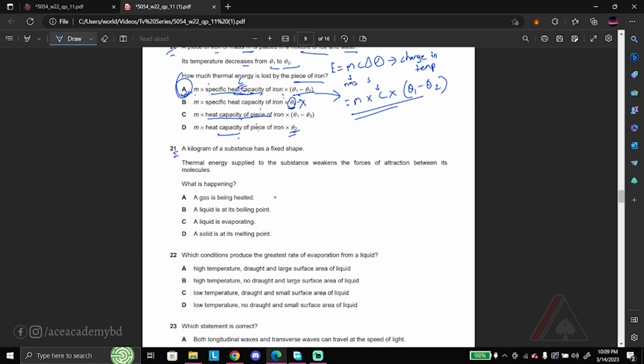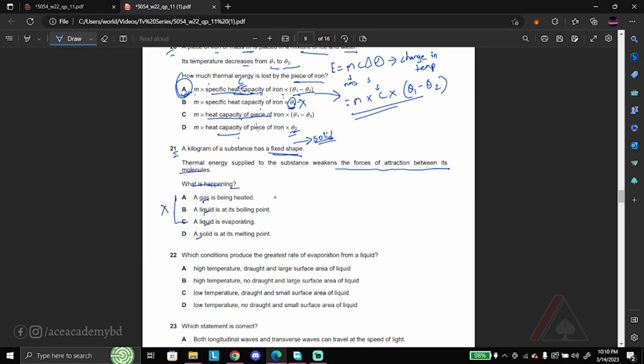So let's move on to question 21. A kilogram of a substance has a fixed shape. The thermal energy supplied to the substance weakens the force of attraction between its molecules. What is happening? The first statement says it has a fixed shape. The only form of substance that has a fixed shape is a solid. So it isn't a liquid, because liquid fills the shape of the container it is in, and gas obviously doesn't have a fixed shape. So right off the bat, we can see that the first three options are wrong since they don't have the solid up here.